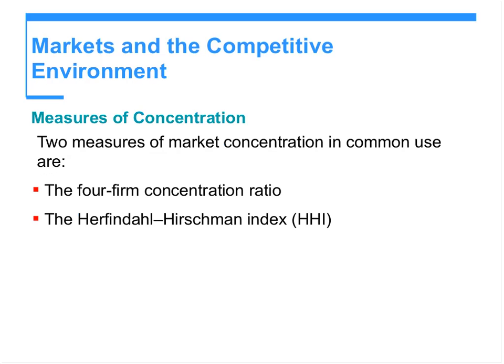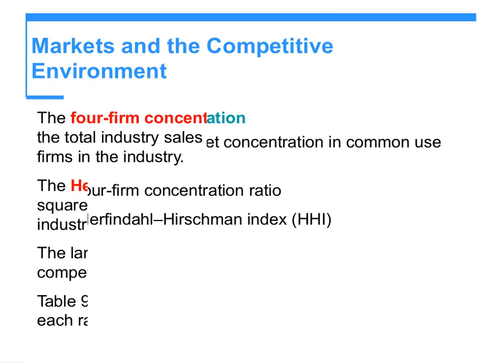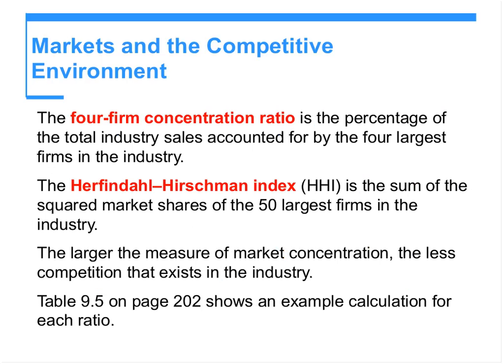So the Herfindahl-Hirschman index is going to be the second one. Now we're going to explain both. The 4-firm concentration ratio is the percentage of the total industry sales accounted for by the 4 largest firms in the industry. That is the first method.